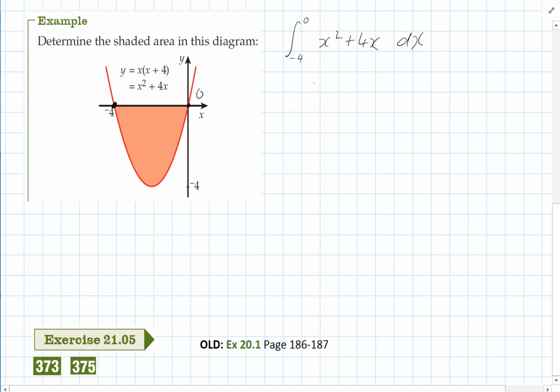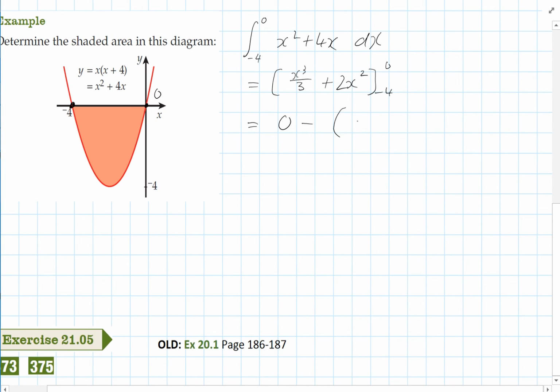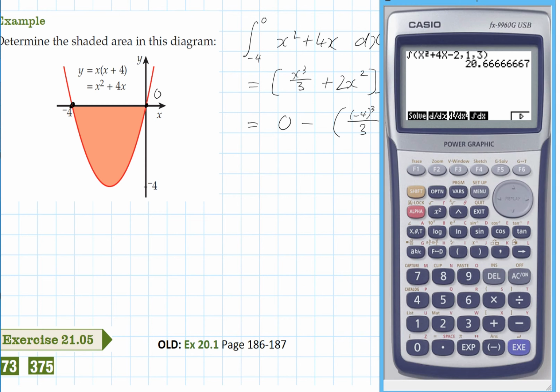Okay, so integrating this function, we're going to have x cubed over 3 plus 2x squared, and evaluating that from -4 to 0. And so when we put 0 into this function, we're just going to have 0. So we've got 0 minus, and then putting a -4 in, -4 to the 3 over 3 plus 2 times -4 squared. Okay, so let's get our calculator out, put that in.